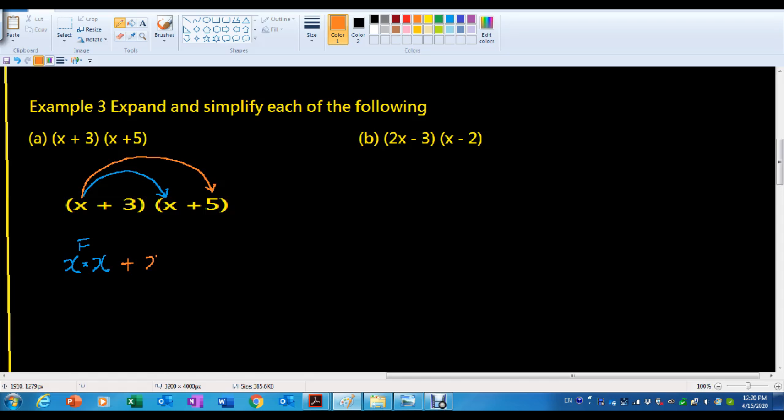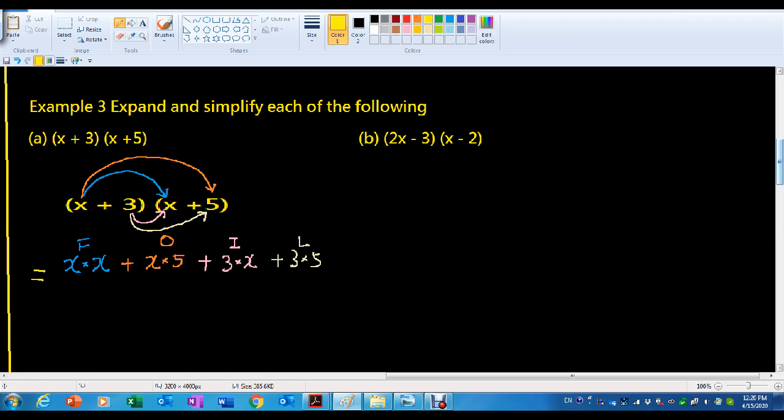x times 5, alright. That's O, that means outer. And then I means inner, which is here. Inner is positive, x is also positive, so positive 3 times x. That means inner. And the last is the last term: last means the last term of the first bracket and the last term of the second bracket. So that's what we call last.